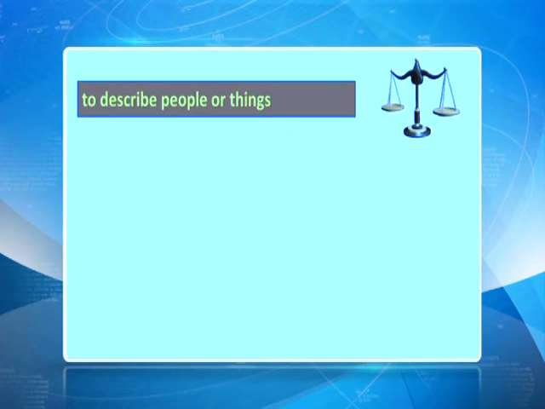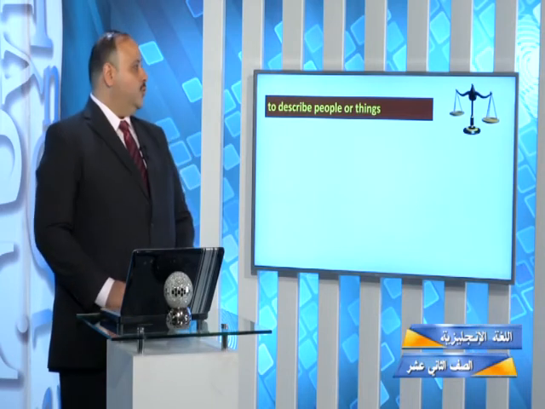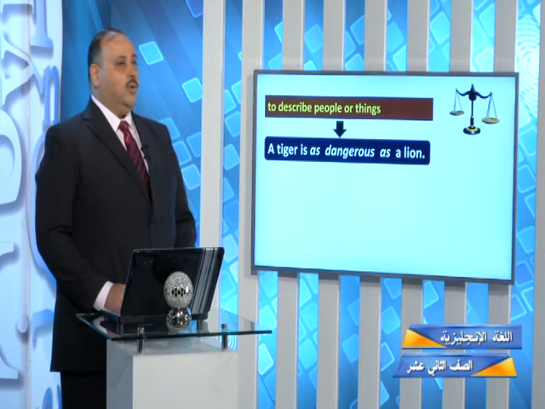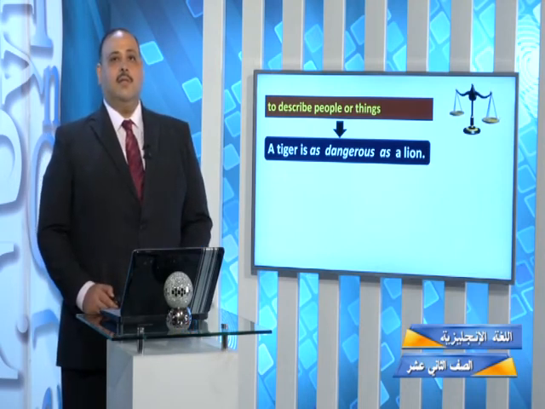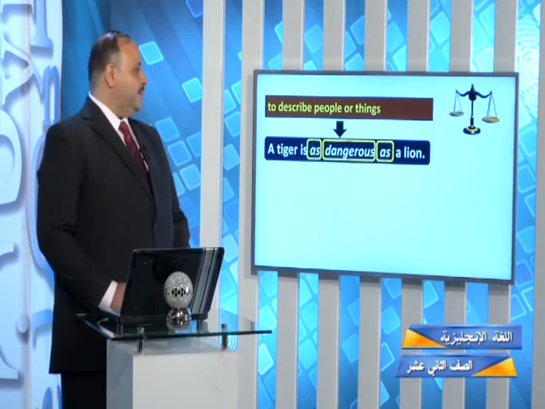Let's have another example. Okay, this is another use. So we use it to describe things or people that do not have any differences. Here we have a description when we describe someone or something to another thing. Now let's see. A tiger is as dangerous as a lion. We have the tiger and the lion. They share the adjective or the feature of being dangerous, as dangerous as.